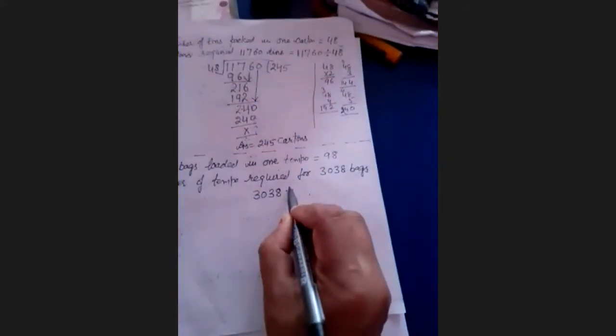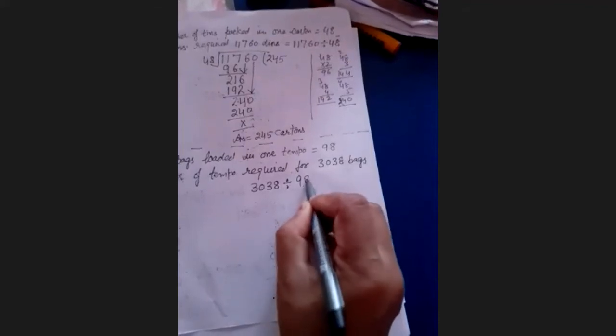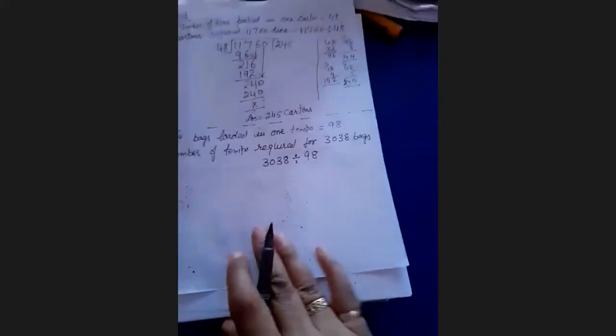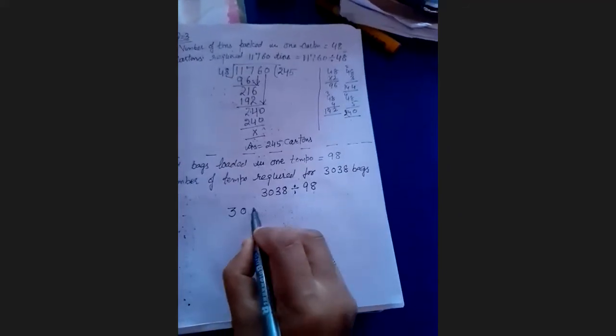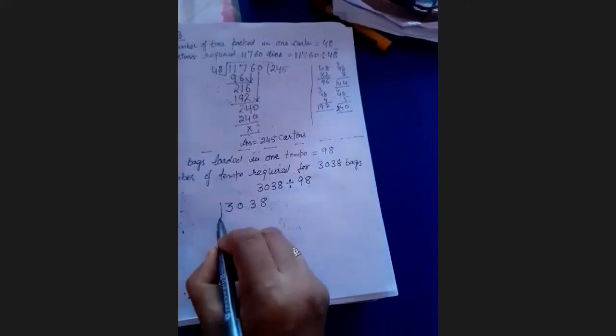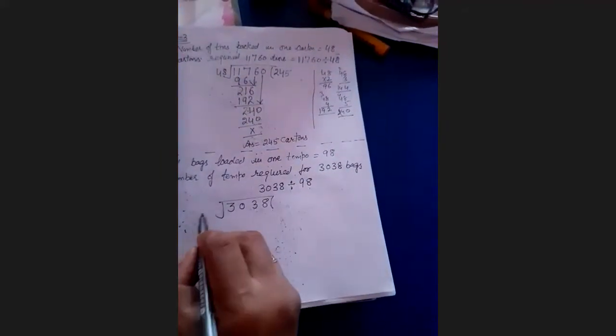Yes, students. 3038 divided by 98. Here, to find the number of tempos required to load 3038 bags, we will divide 3038 by 98.